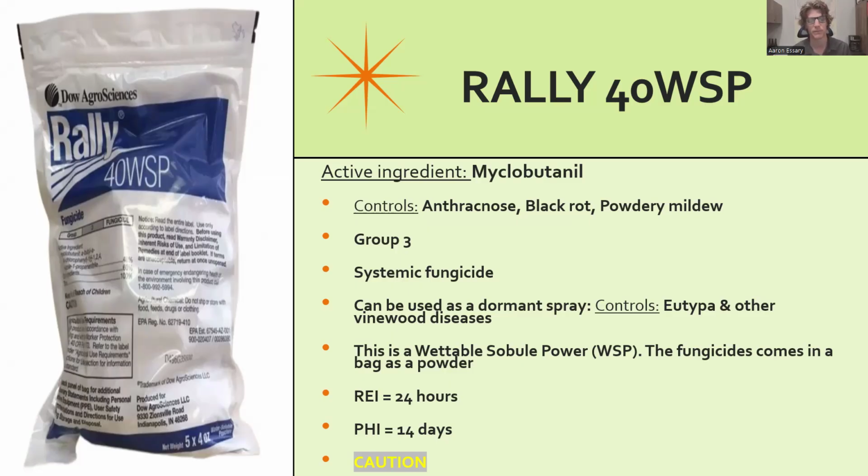It will control Eutypa. 24-hour re-entry interval. And this one, you'll see, only has a 14-day pre-harvest interval. So you can use this one all the way up to veraison, even a little bit past veraison. 14-day pre-harvest interval. Caution signal word, not too dangerous. So Rally is a good one. I use Rally in our vineyard here too.